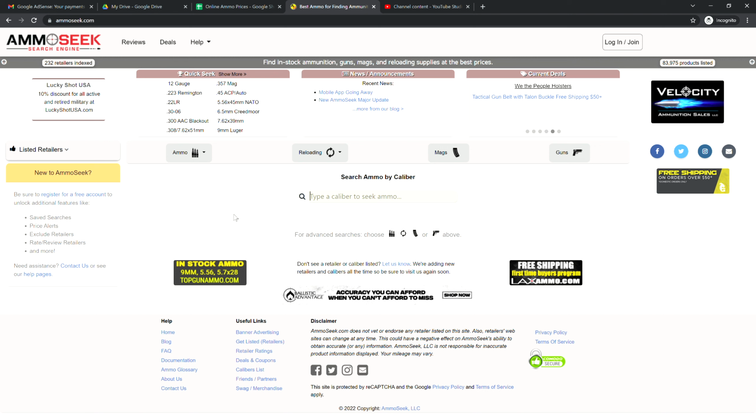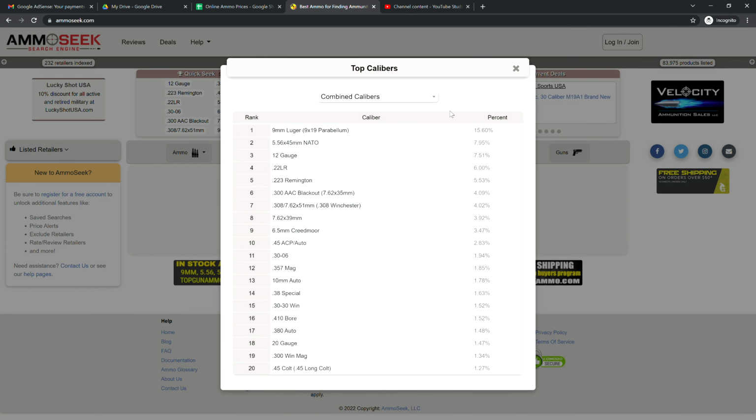One way we do check ammo prices, though, is we use AmmoSeek. It is a good resource. It is not all-encompassing, but it gives us an idea of what the ammo cost is out there. And one cool thing about AmmoSeek is they do keep percentages of what people are looking at. Depending on the time of year, there may be more hunting calibers closer to the top, and then more of your common calibers are usually closer to the top. But anyway, just showing that to you guys.